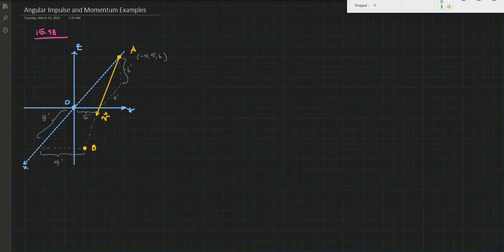Okay, let's look at problem 15.98. Here you have a particle in space at A, which is at the coordinate position -4 in the x direction, 5 in the y direction, and 6 in the z direction. And it's pointing at B, which is 8 in the x direction and 9 in the y direction. So what we want to do here is find the angular momentum about O. This particle A has a weight associated with it, and that weight is 10 pounds.